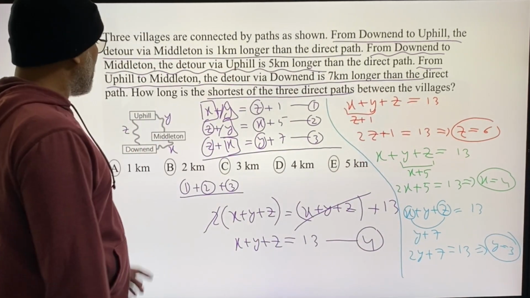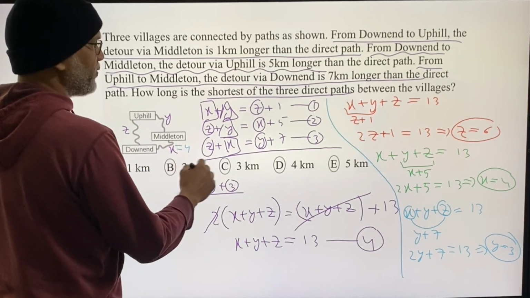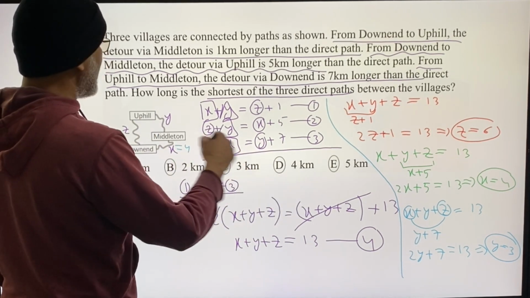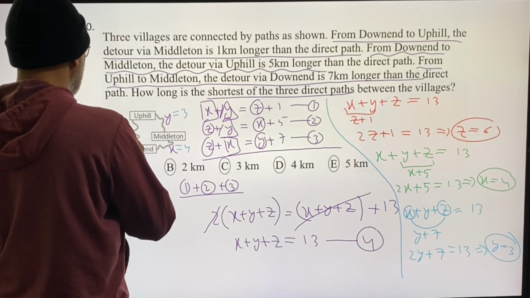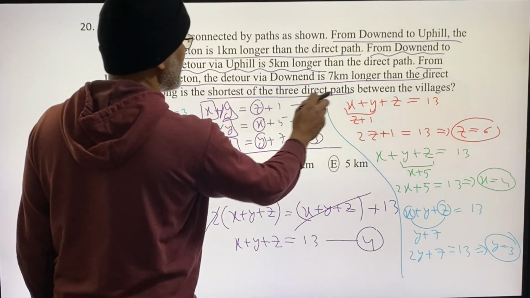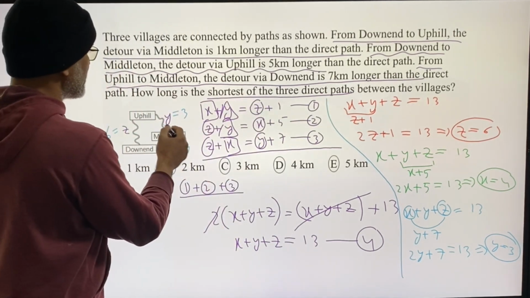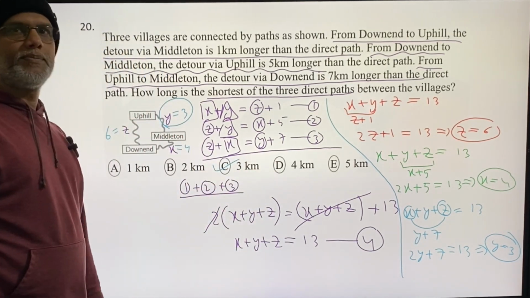So I got the three parts: x is 4, y is 3, and z is 6. And I need to find out how long is the shortest of the three direct paths. The shortest one is 3, so C is the correct choice.